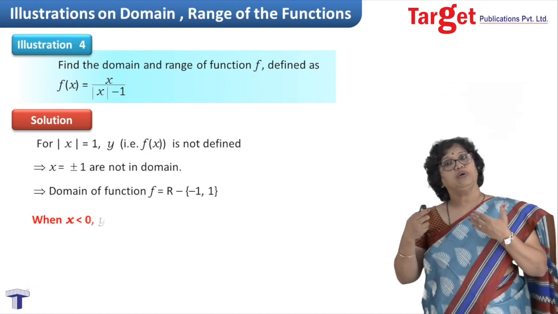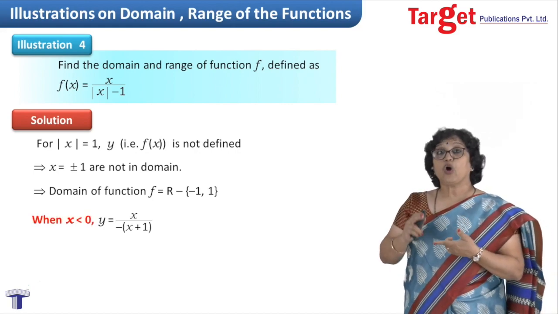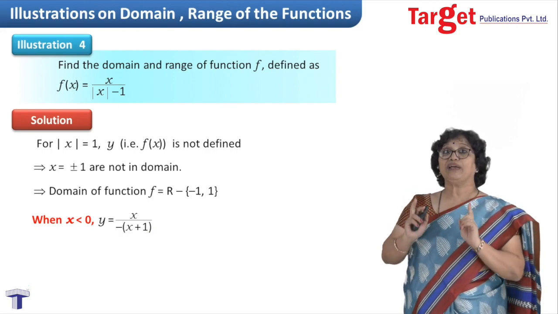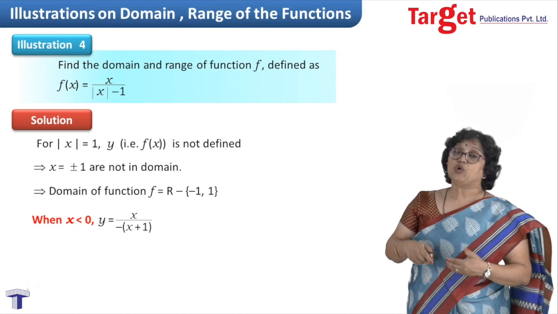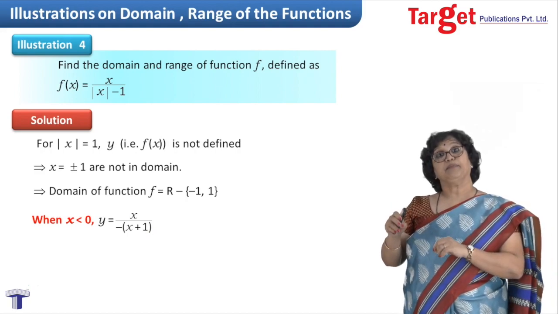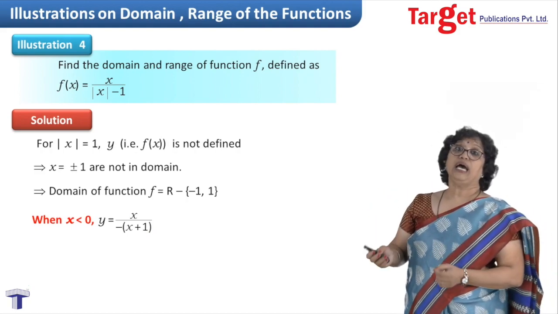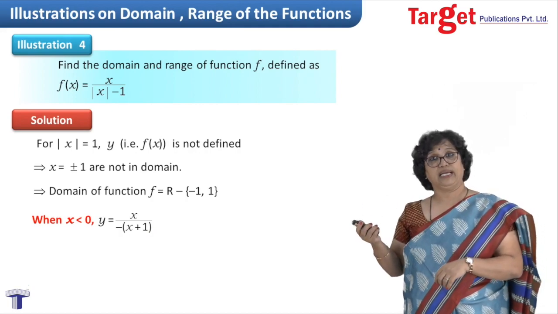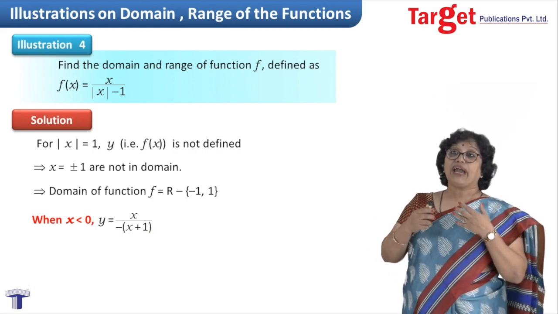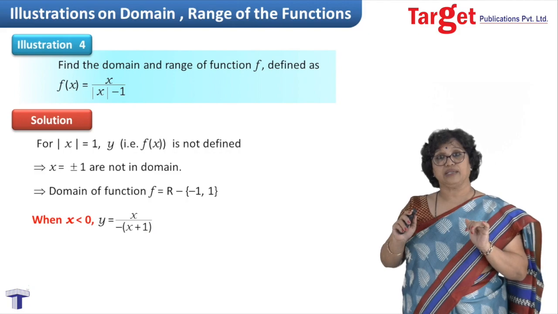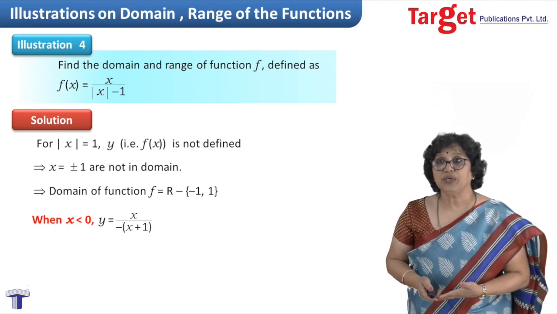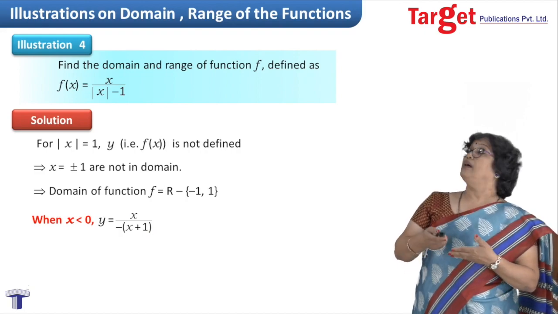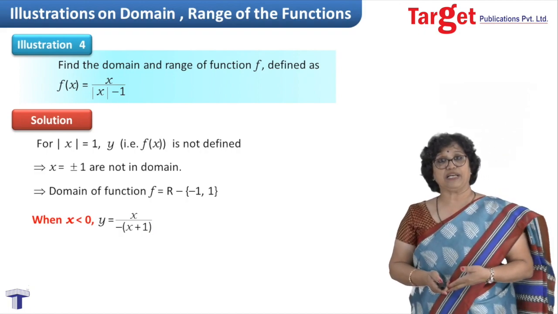Now let us go to the range. Because of the presence of the absolute value of x term, we will have to take two cases. Now absolute value of x is minus x if x is less than 0, and it is plus x if x is non-negative. This we have already done. So if I have to get rid of that absolute value notation, I will have to take two cases. My first case is when x is less than 0. Then obviously y becomes x upon (minus x) plus 1.